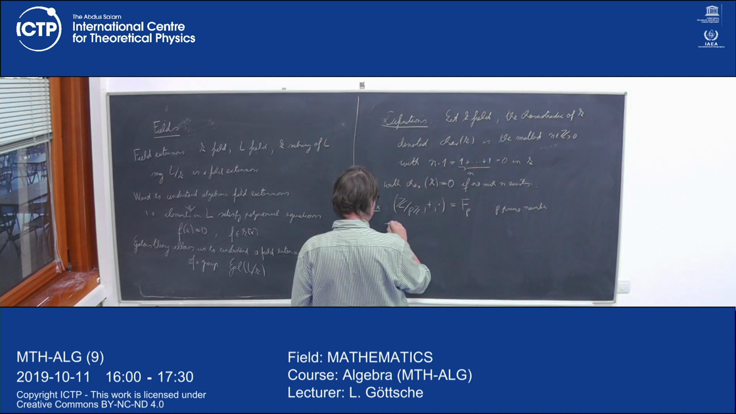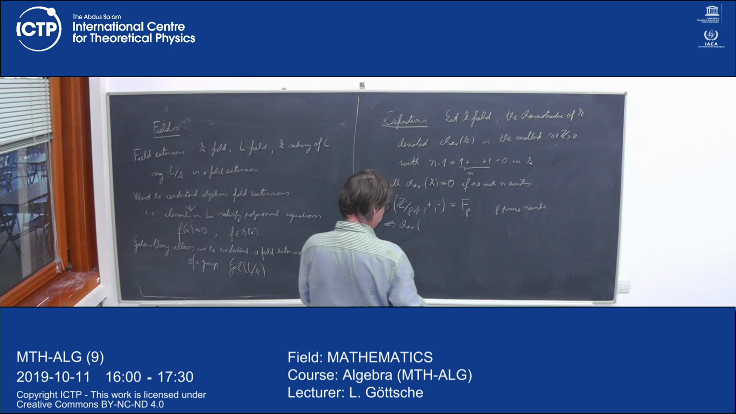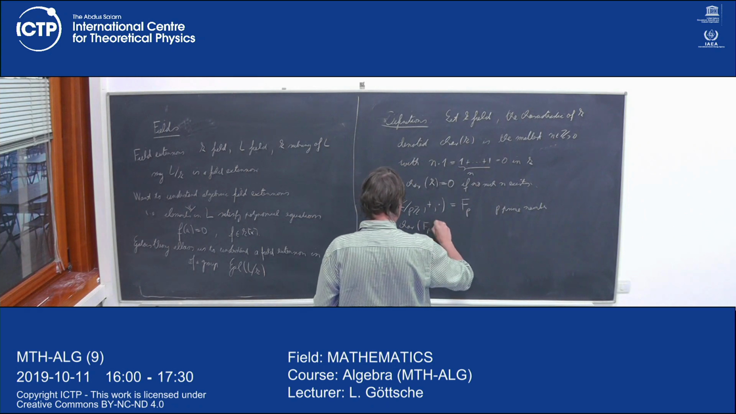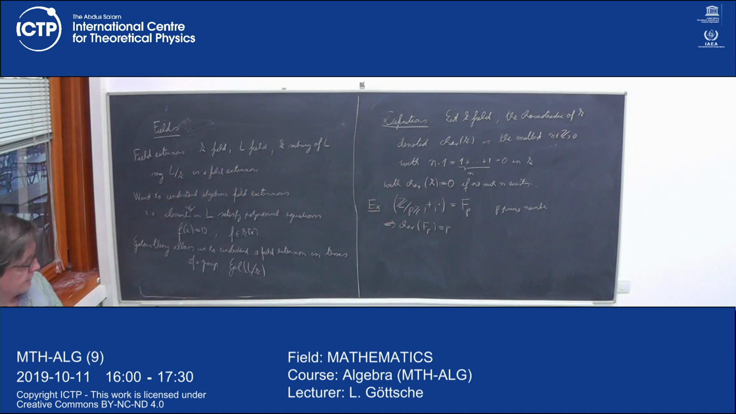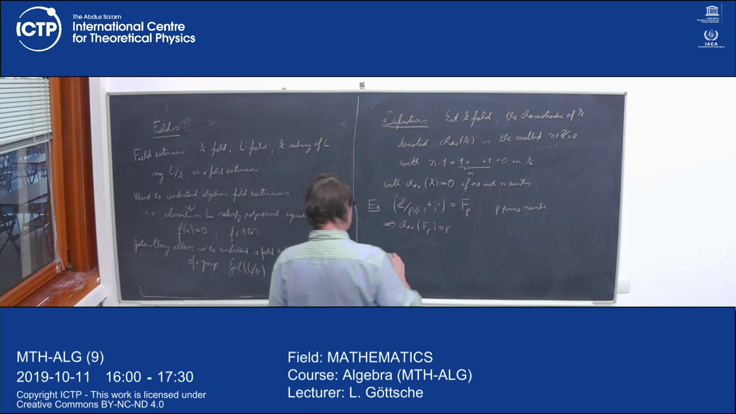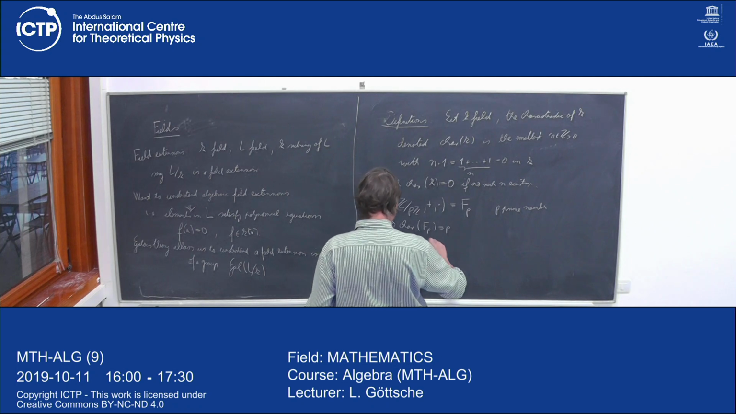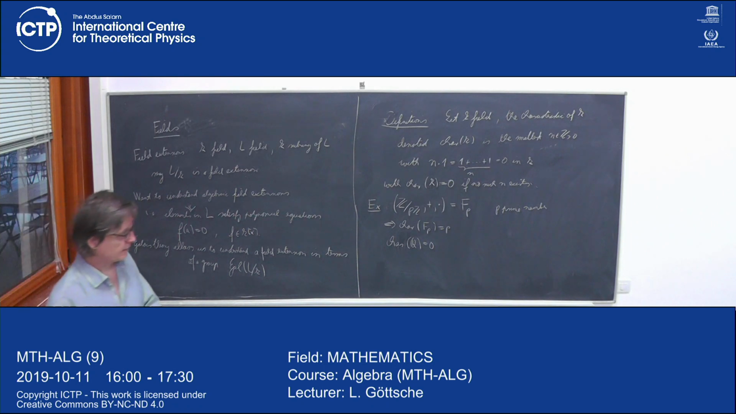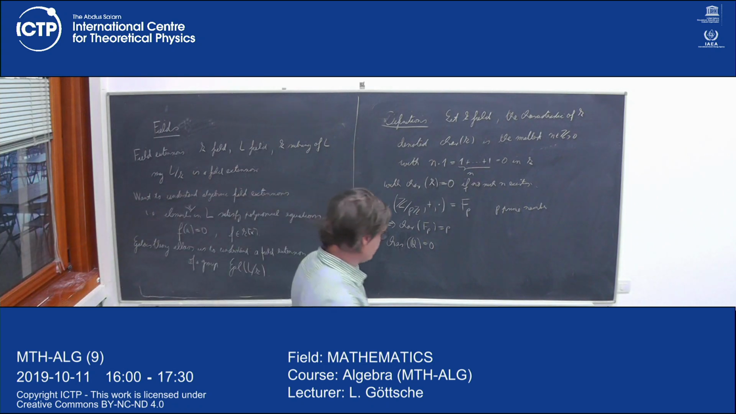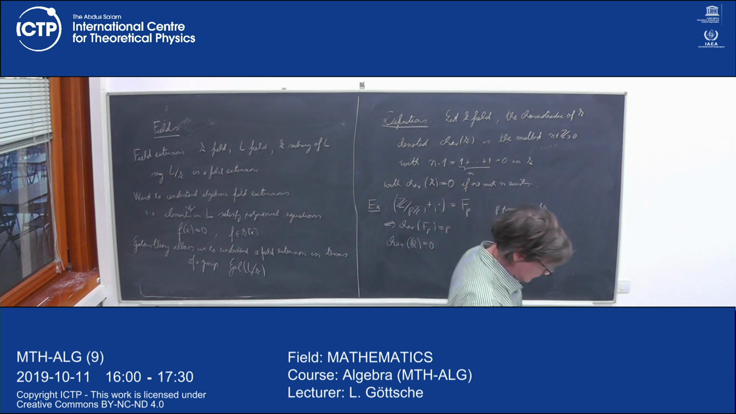Then the characteristic of Fp is p, because obviously p times 1 is equal to 0 in this field. On the other hand, the characteristic of the rational numbers is 0, because if we add 1 up any number of times, we always get something non-zero, because we get just the number n. Okay.